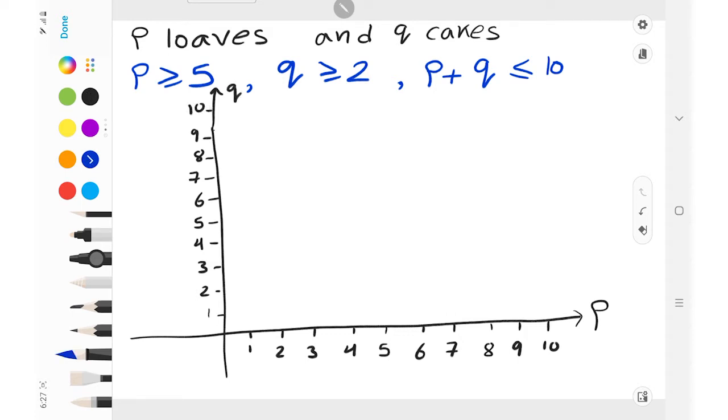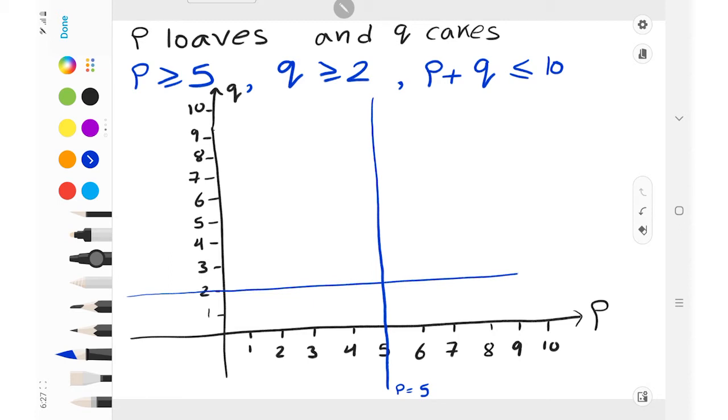Now first, P greater than or equal to 5. We will draw P equal 5. Here is P, here is the 5. Equal, so no need for a dotted line. So this is P equal 5. Next, Q equal 2. Here is the Q and this is Q equal 2.